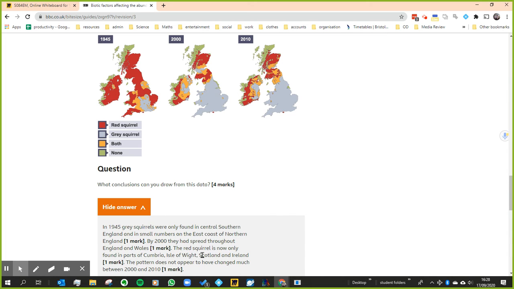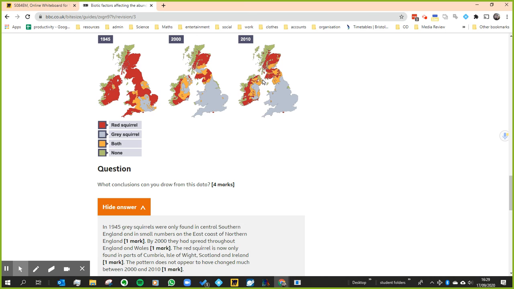And then for the third mark you would talk about where you'll find red squirrels, which is up here in Scotland and Cumbria. That's Cumbria apparently, and also in parts of the west part of Ireland and in the Isle of Wight, which I didn't know about. So that's your third mark.